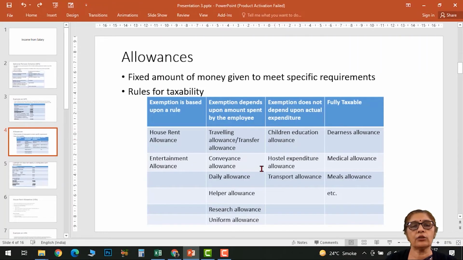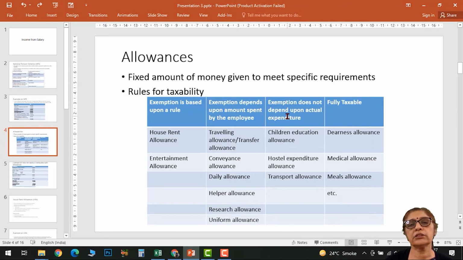So these are the allowances, and here we have done, they're fully taxable. No provision for any exemption. Where exemption is based upon a rule, we have house rent allowance and entertainment allowance. Where exemption depends on the amount spent by the employee for official use, we have travelling and transport allowance, conveyance allowance, daily allowance, helper allowance, research allowance, and uniform allowance, where you need to wear a uniform to your workplace.